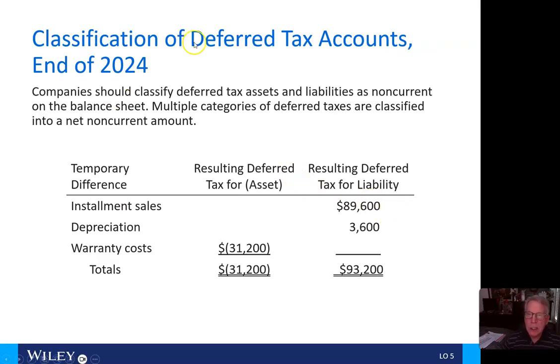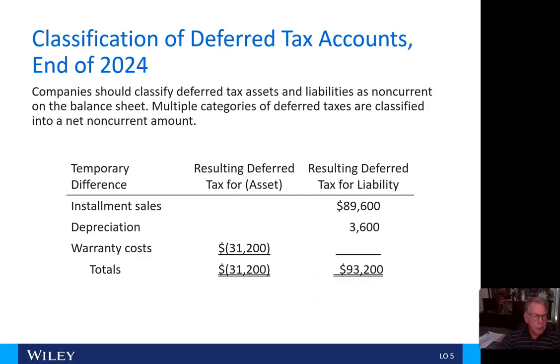Okay, classification of the deferred tax amounts. We're going to take a look here at companies required to classify deferred tax assets and liabilities as non-current on the balance sheet. Multiple categories of deferred tax assets are classified into net non-current amounts. And you can see how they do that here. Here's our temporary differences. And some result in a deferred tax asset and some in a deferred tax liability, as we explained in the prior slides.